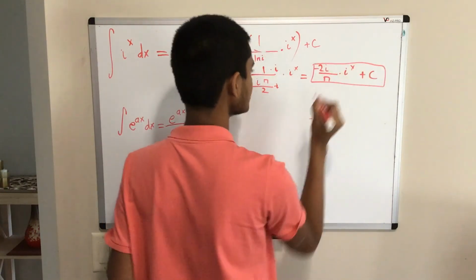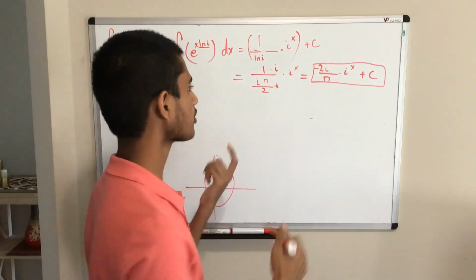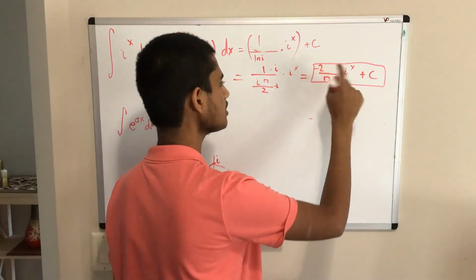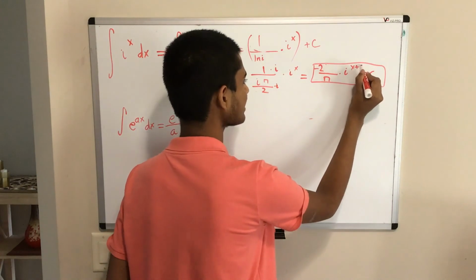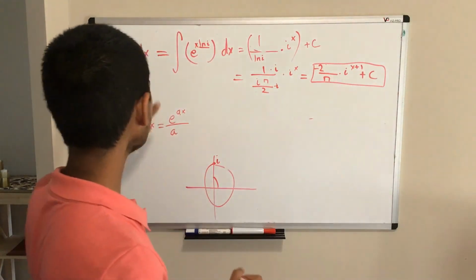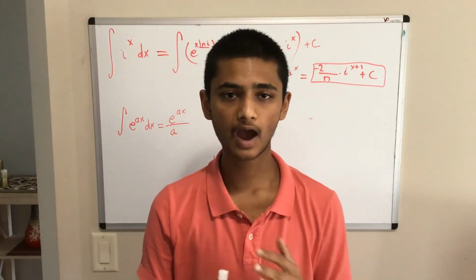And that's going to be our final answer. And obviously you could simplify it more. For example, instead of putting it like negative 2i, you can just make it i to the power of x plus 1. And there we go. That is our final answer for the integral of i to the power of x.